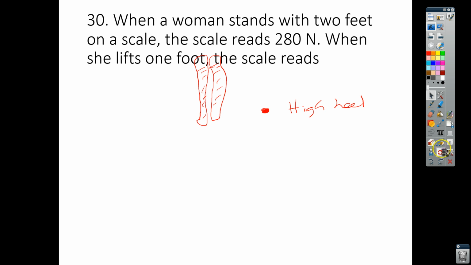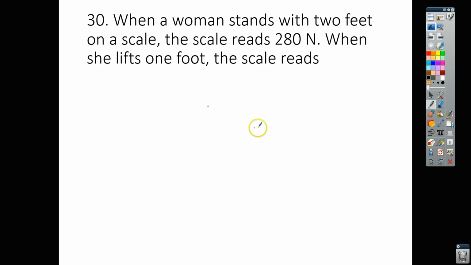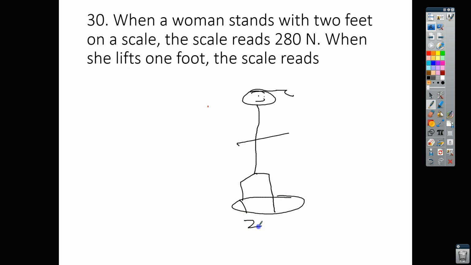It says when a woman stands with 2 feet on a scale, the scale reads 280 newtons. When she lifts 1 foot, what does the scale read? So let's go back and let's draw this lady. So here's our lady, and she's standing with 2 feet on the scale. Here's her arms, here's her face, a little bit of hair, and she's standing on the scale, and it says 280.